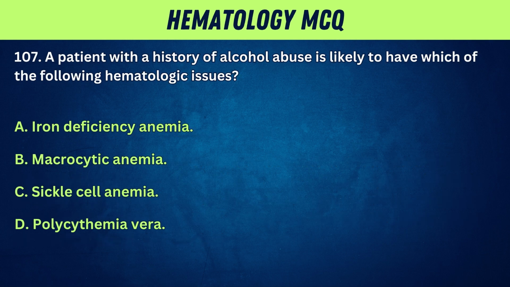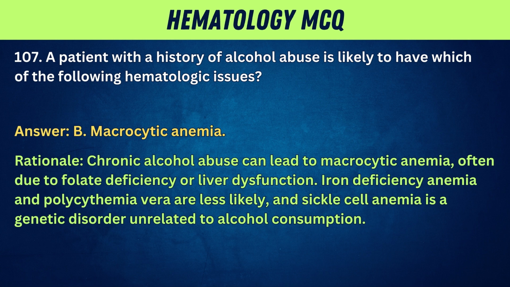107. A patient with a history of alcohol abuse is likely to have which of the following hematologic issues? A. Iron deficiency anemia. B. Macrocytic anemia. C. Sickle cell anemia. D. Polycythemia vera. Answer: B.